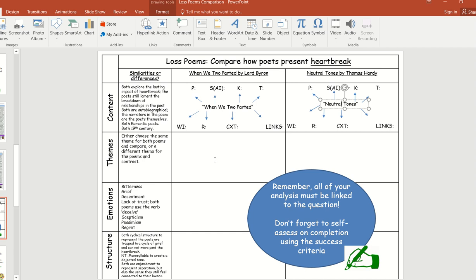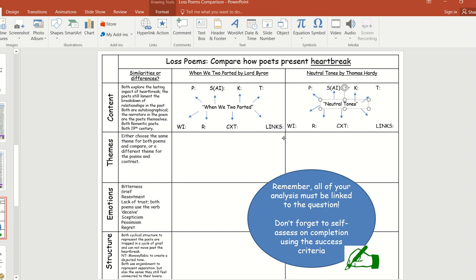And again, you've got the freedom in the sense that you don't need to explore the same theme for both poems, because a comparison is both similarities and differences. So it's completely up to you. If you wanted to analyse separation in When We Two Parted and separation in Neutral Tones and talk about how they are similar, go for it. But if you wanted to do separation in When We Two Parted and something completely different in Neutral Tones, then go for it, okay? And then make sure that you are making those comparisons.